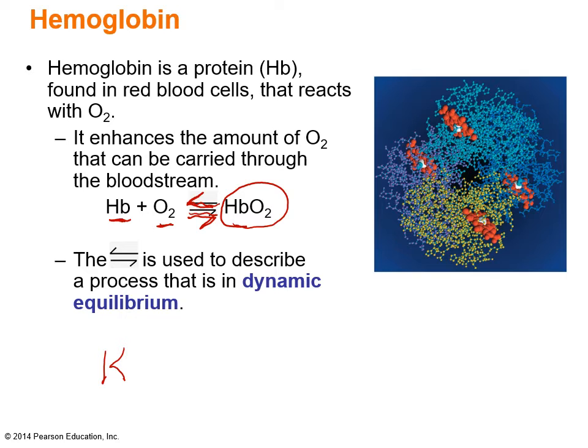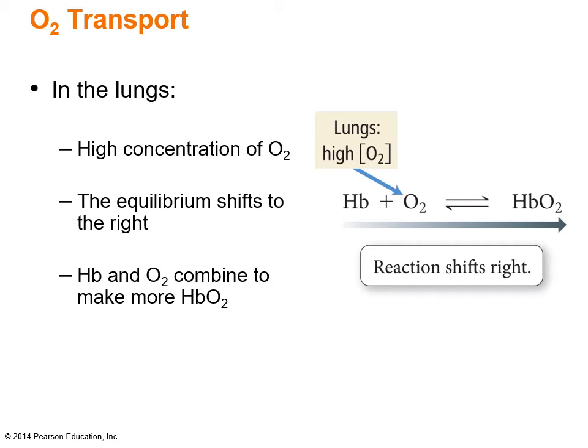So if we have large values of K, that indicates a high concentration of products. And if we have a low value of K, that represents a high concentration of the reactants. So in our lungs, we have a very high concentration of oxygen. Because there's a high concentration of oxygen in the lungs, that is going to shift our reaction towards the product of the hemoglobin bound to the oxygen. So it shifts to the right, the hemoglobin and the oxygen combine to form more of the HbO2.